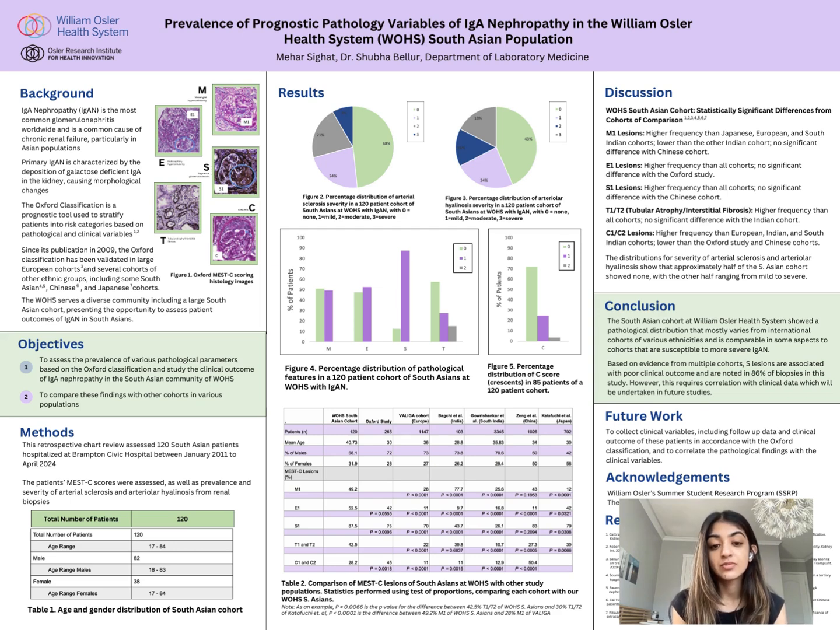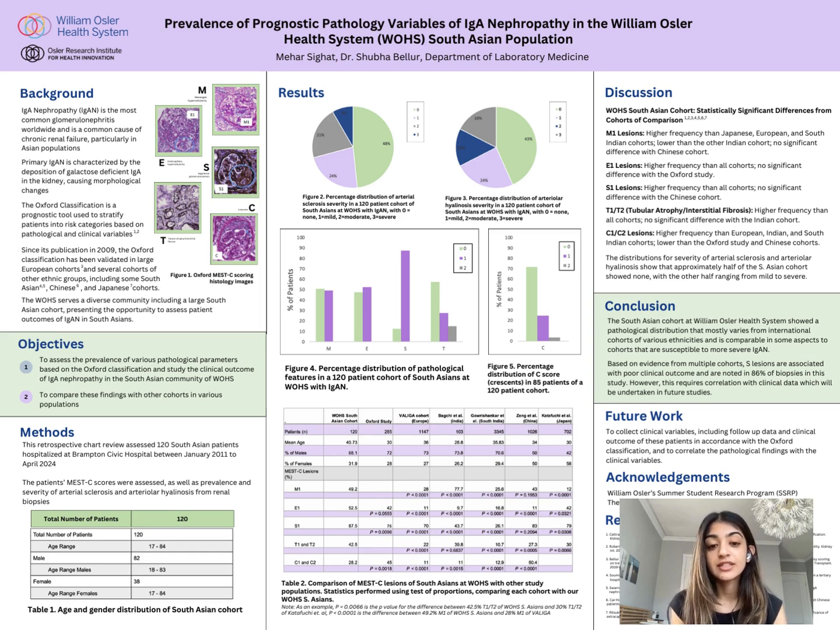We also assessed the distributions of our cohort for severity of arteriolar hyalinosis and arterial sclerosis, which are other factors that can indicate the severity and progression of IgA nephropathy. Our assessment showed that approximately half of the South Asian cohort had no prevalence of these factors, with the other half ranging from about mild to severe.